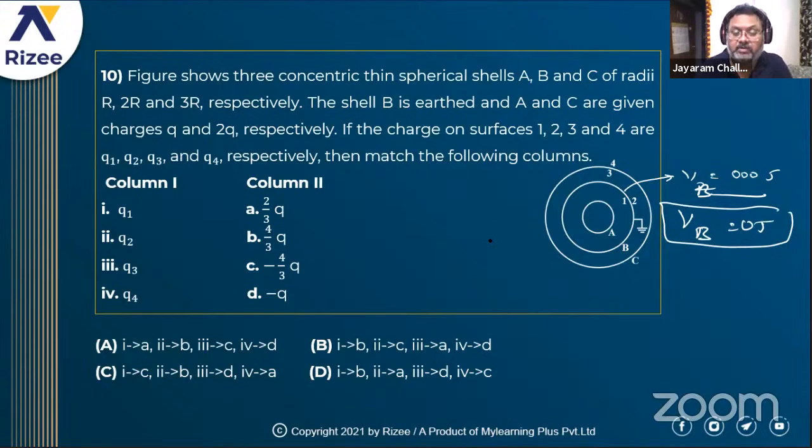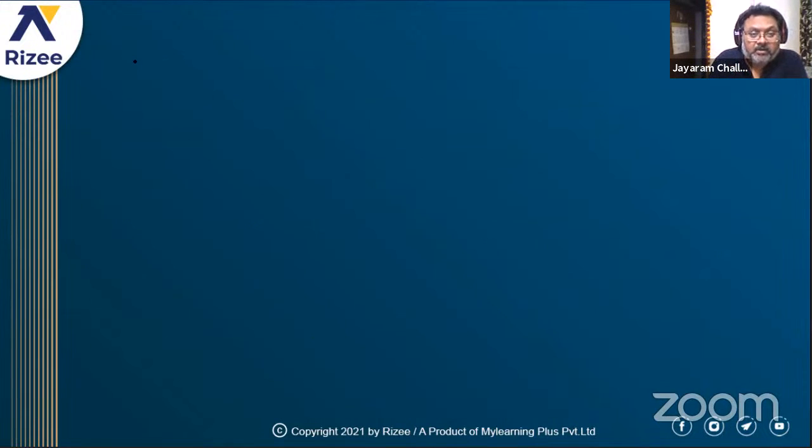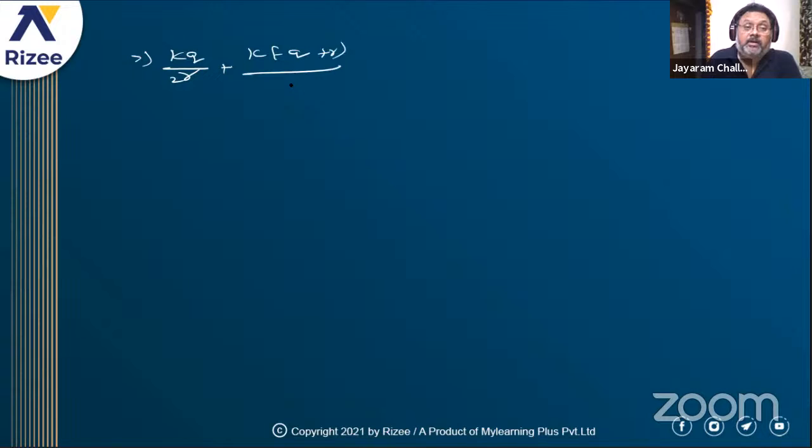So since VB is equal to 0, what factors will be coming? So KQ by 2R plus K into minus Q plus x by 2R, this one is also 2R plus K into 2Q by 3R. So this value should be equal to 0, since this is the equation for the potential for 0 conditions. So let me write it afterwards. Now let us go for the solving here.